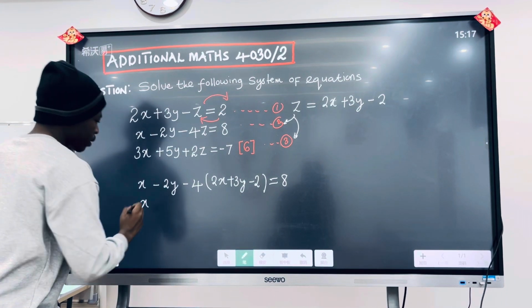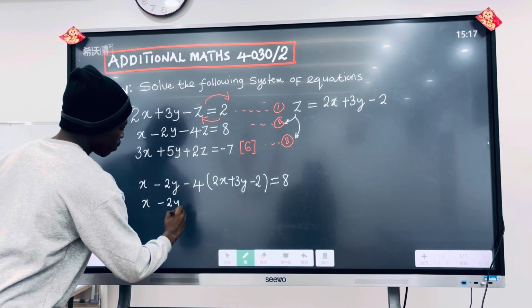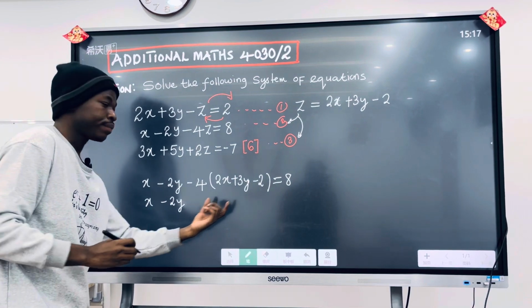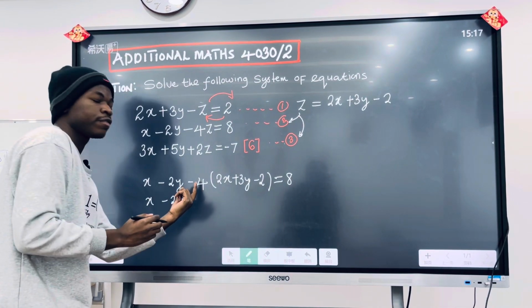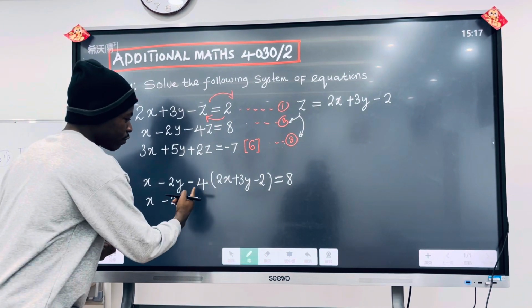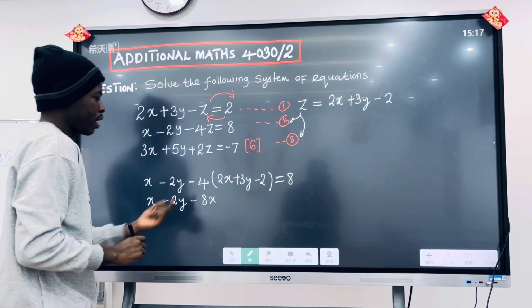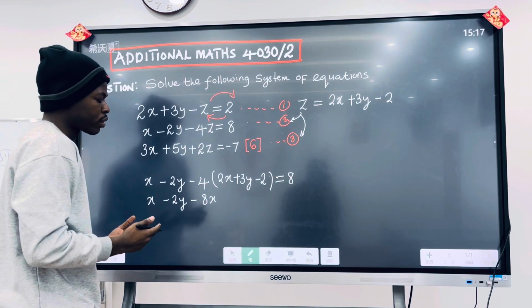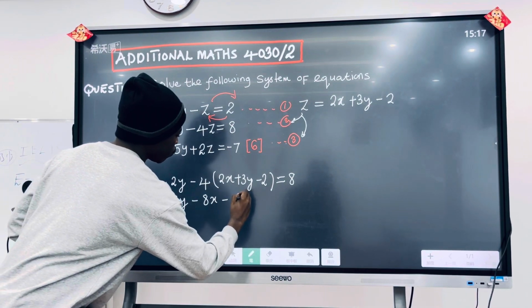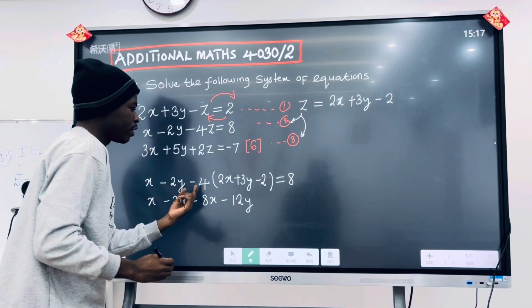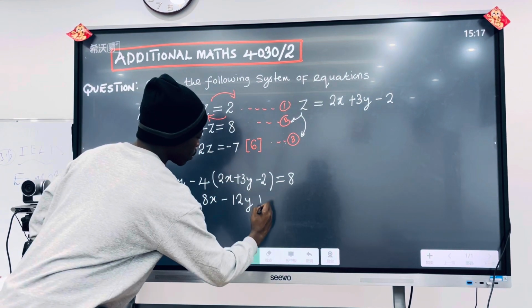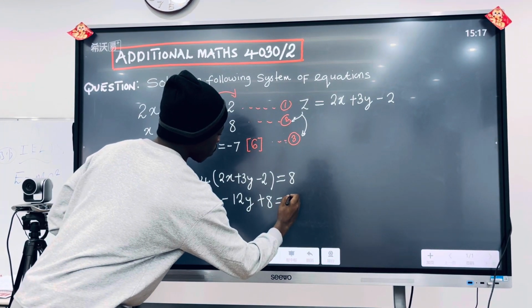So we're going to have x minus 2y. We open the brackets here. So when we open the brackets, negative 4 is multiplying whatever is inside. So negative 4 times 2x, that's negative 8x. Negative 4 multiplied by positive 3y, that's negative 12y. Negative 4 multiplied by negative 2, that's positive 8. And everything equals 8.